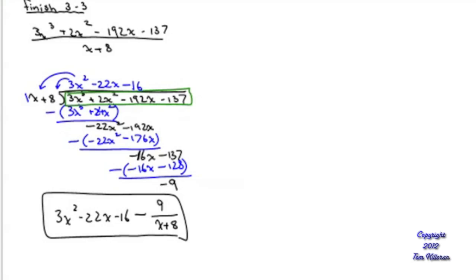So we're going to write it as 3, 2, negative 192, and negative 137. So it's understood that each one of these values represents a place. The 137 is in the 1's place, the 192 is in the x's place, the 2 is in the x squared place, and the 3 is in the x cubed place, just like the regular place value system. And we're going to synthetically divide by this x plus 8.